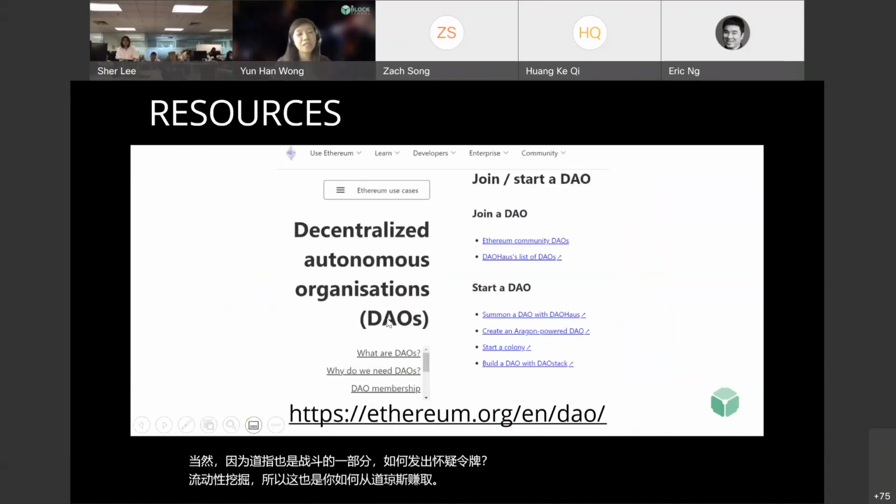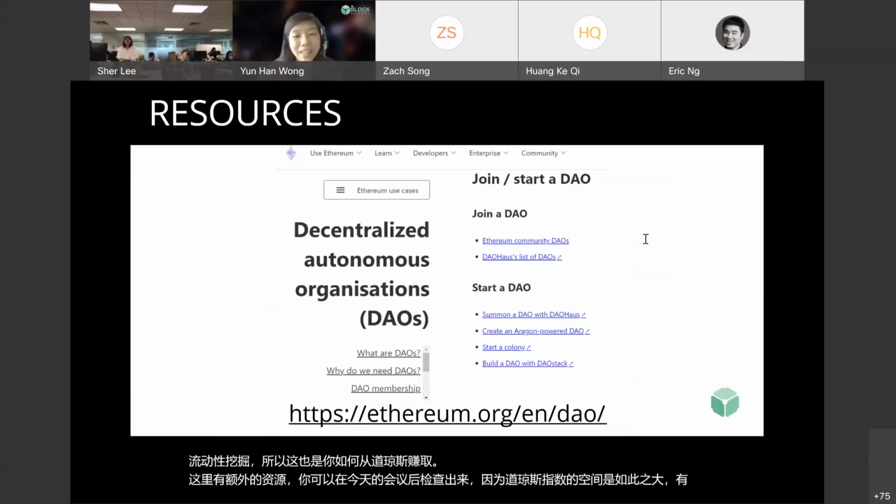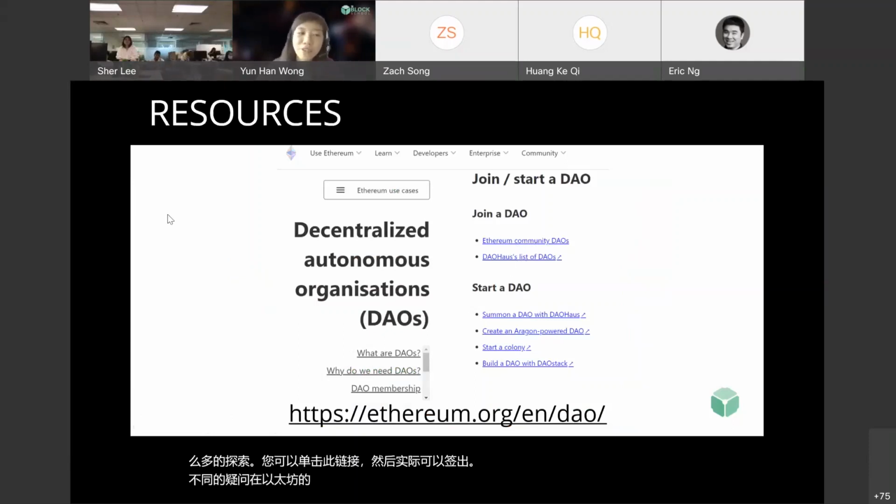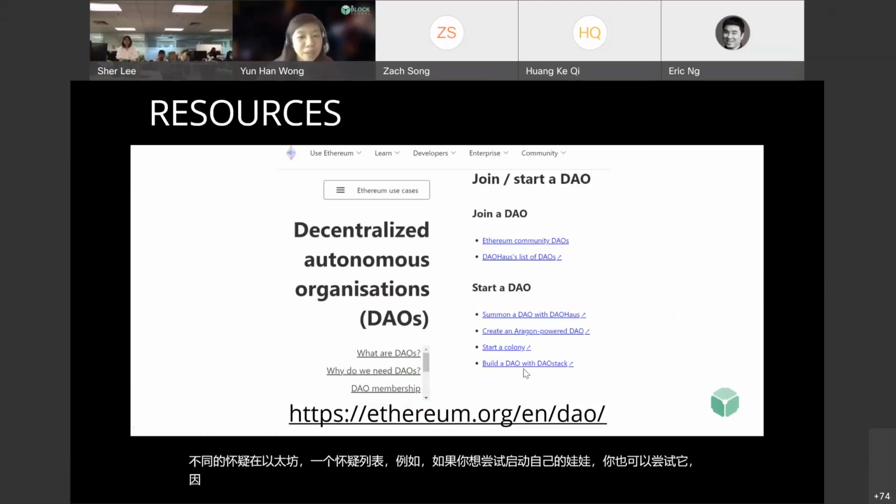Here are additional resources you can check out after today's session, because the DAO space is so big, there is so much to explore. You can click on this link and you can actually check out different DAOs in Ethereum, a list of DAOs. And for example, if you want to try to start your own DAO, you can also try it, because you can summon your own DAO. You can build a DAO with all this too. So please feel free to refer to this Ethereum DAO link, because they provide really good resources on what DAOs are available. How can you start your own DAO?